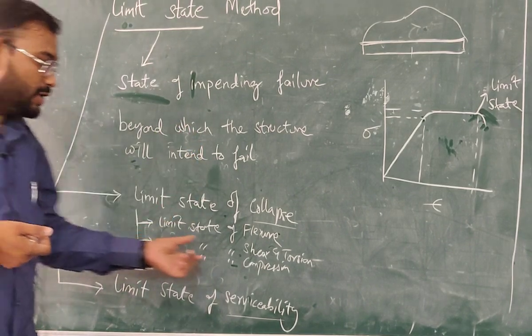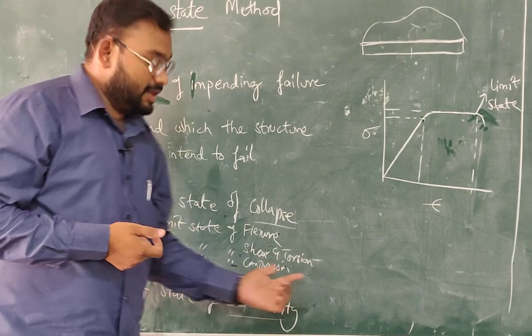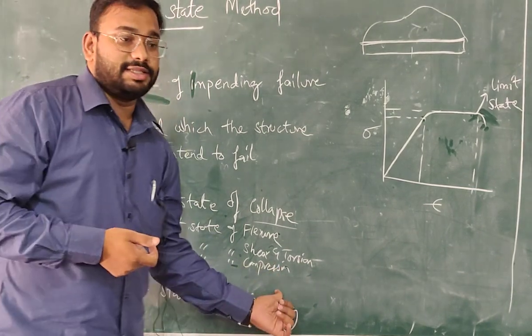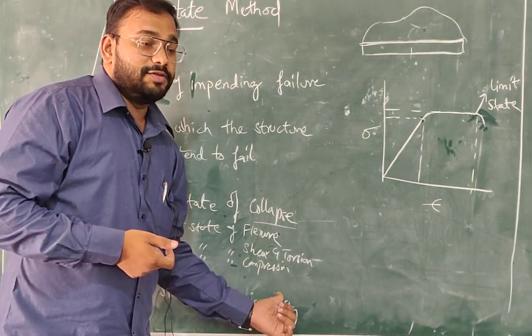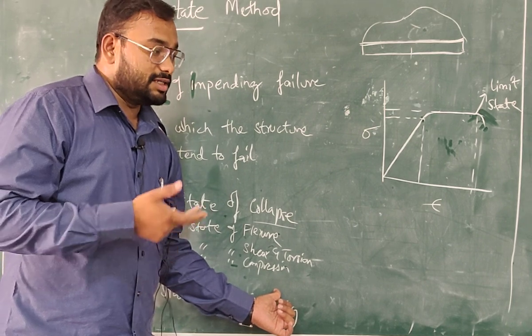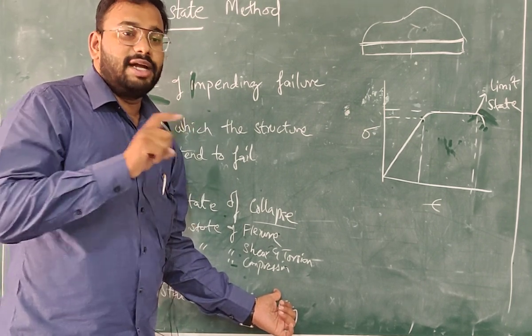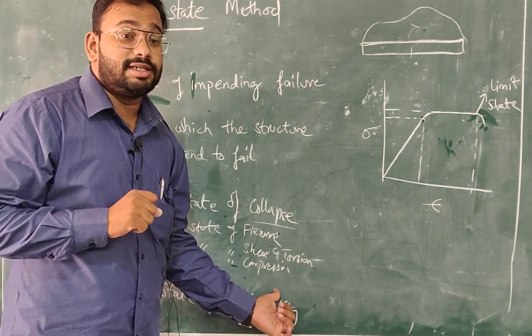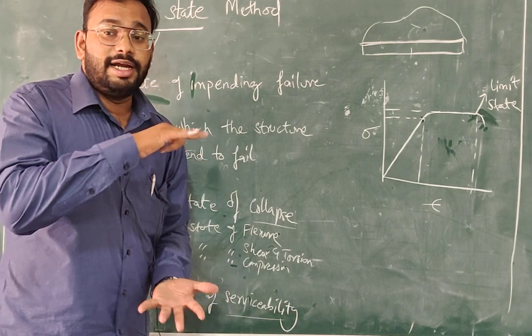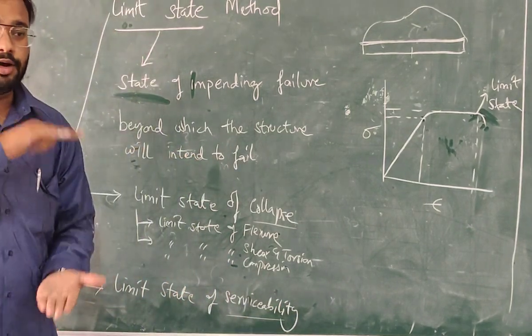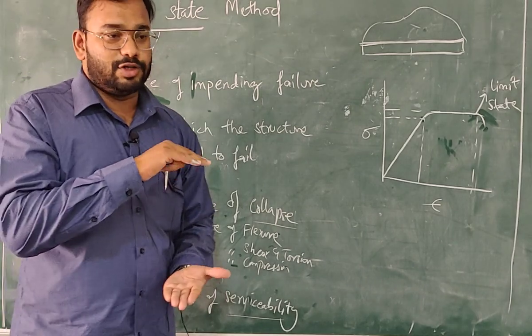So for that, you have limit state of torsion. Now next is limit state of compression. Okay, limit state of compression. Which member in a structure do you think is subjected to compression, compressive load? It can be column. Okay, column is subjected to compressive loads always.